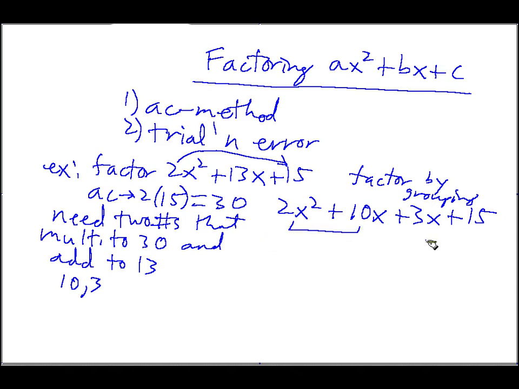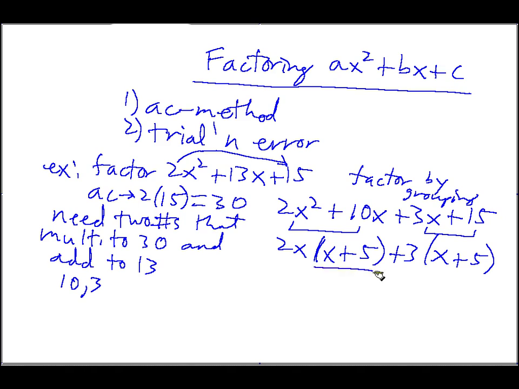I group the first 2 terms together and the next 2 terms together. Correct? What is the GCF in the first group? Well, 2x in common. So 2x times what? X plus what? 5. All right? What's in common here? 3. So plus 3 times x plus 5 again. Can we see that? 3 times x is 3x, 3 times 5, 15. Check. All right? So look, I have x plus 5 in common here in the 2 groups, right? So therefore, my final answer will be x plus 5 times 2x plus 3. Okay, can we see that?